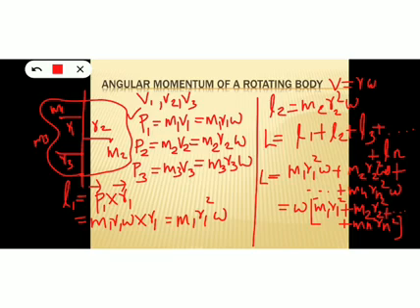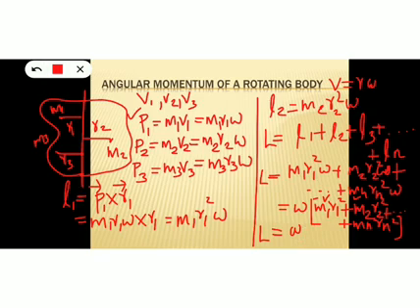These terms represent the total moment of inertia of the rigid body, because m1 r1 square is the moment of inertia of the first particle, m2 r2 square is the moment of inertia of the second particle, mn rn square is the moment of inertia of the nth particle. So the sum of the moment of inertia of all the particles represents the total moment of inertia of the rigid body. So we can write L is equal to omega into I, because the term in the bracket represents the total moment of inertia of the rigid body. So total angular momentum L is equal to omega I.